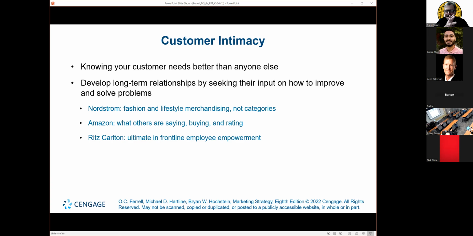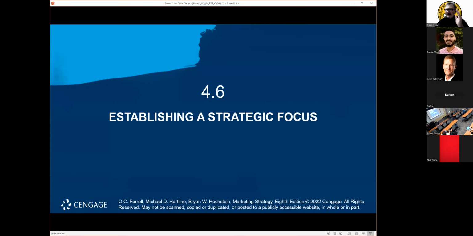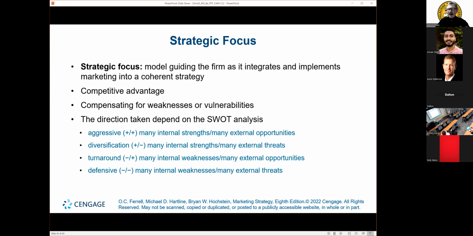So we have these things we're doing. We've gone through our SWOT analysis. Now what we have to do is think about our strategic focus. How do we model ourselves in our firm, and how do we implement the strategy? Well, a lot of this has to do ultimately with the results of our SWOT analysis, okay? So in coming up with a competitive advantage, we have to consider the direction that we're going to go.